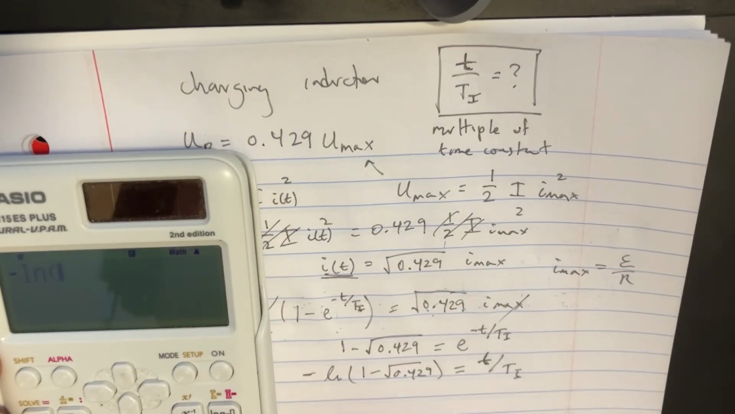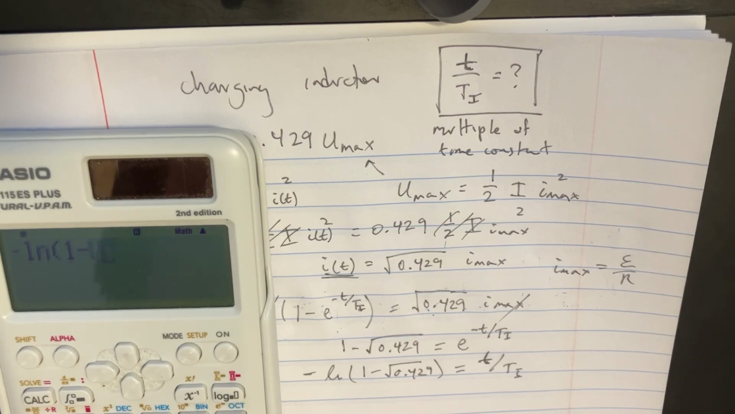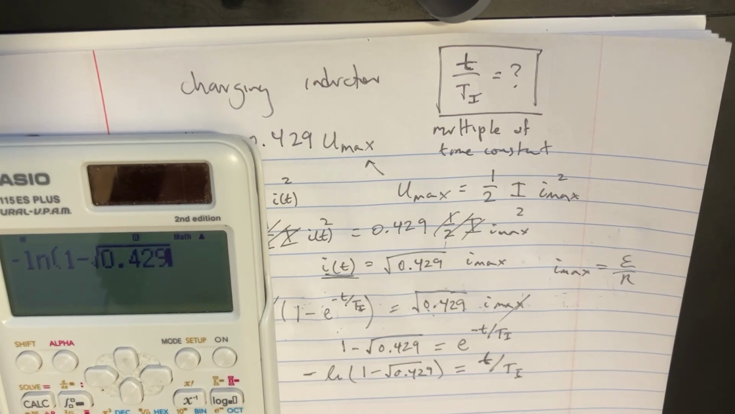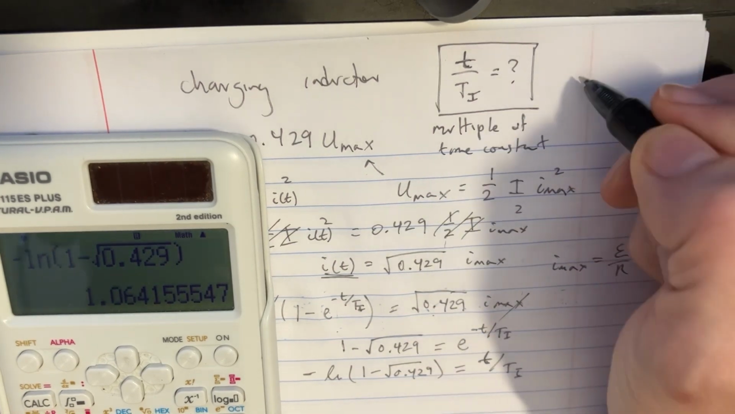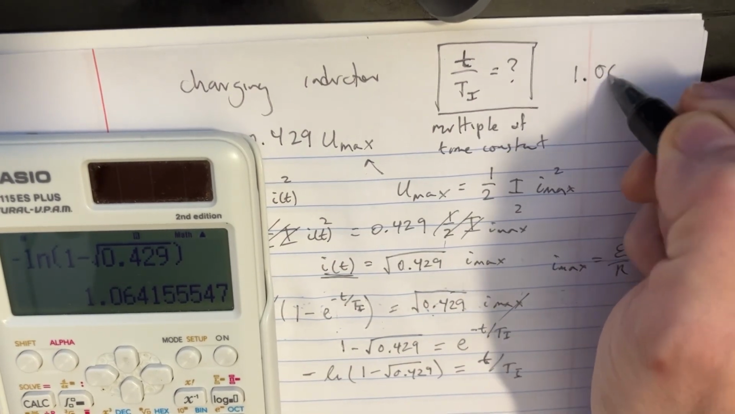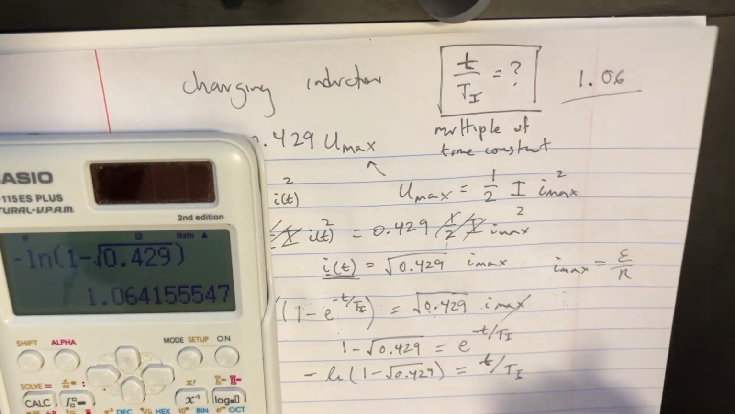We'll do negative ln of 1 minus the square root of 0.429. So we get the answer of 1.06 or so. It's the multiple of the time constant.